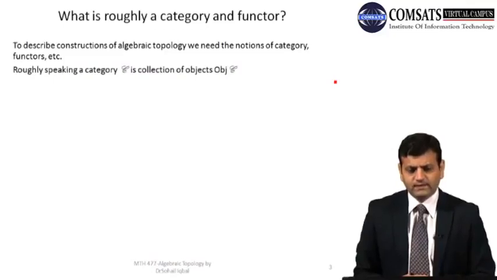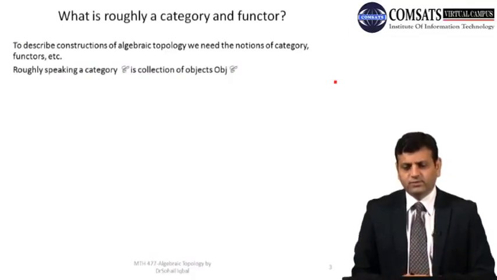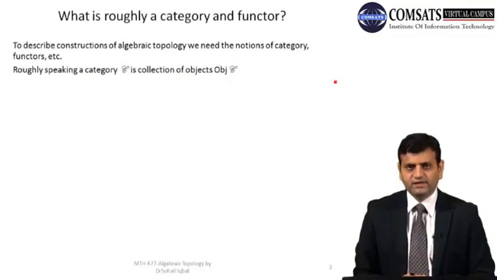So roughly speaking, a category is a collection of objects. We discussed in lecture number 1 that a collection could be a set or could be a class as well. For example, if we talk about the collection of all sets, then it does not satisfy the axioms of sets, so it is a class. Similarly, the collection of all topological spaces, all groups, all abelian groups, they form a class and not a set. So this collection of objects, in most cases, is a class and not a set. This collection could be any collection of objects.